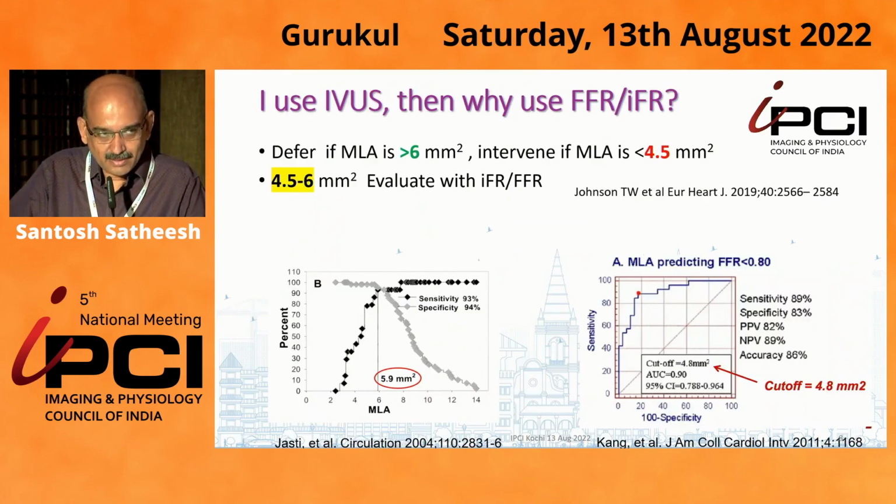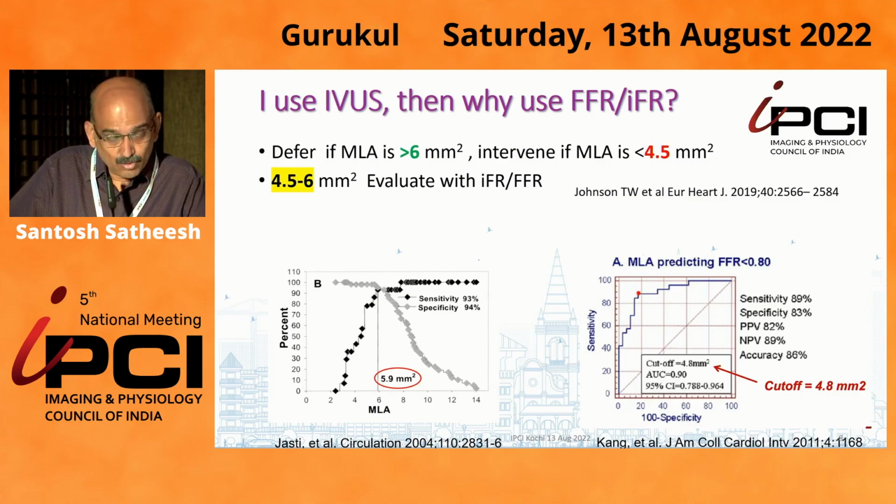The classical teaching about an MLA of 6 was re-evaluated with FFR in 2011. It was found that an MLA of 6 equates to a much lower FFR, and if you look at an FFR of 0.80, then the cutoff becomes 4.8 square millimeters. Because of this, we need to take the values less than 6 with a pinch of salt.